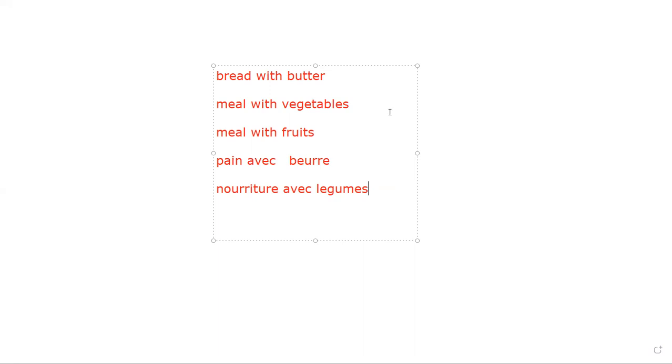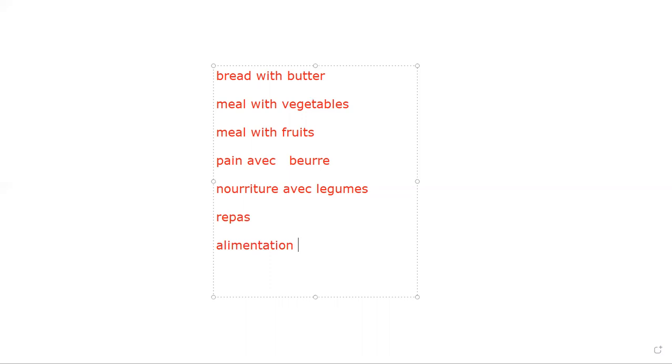Nourriture avec legume. Okay. Repa. See, this is a synonym basically. Synonym, right? Nourriture, repa, and alimentation. Alimentation. Repeat after me. Nourriture, repa, and alimentation.